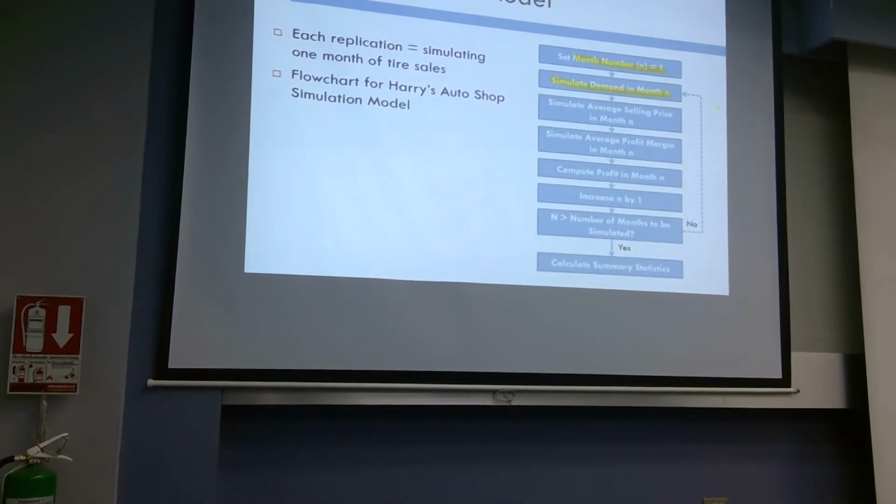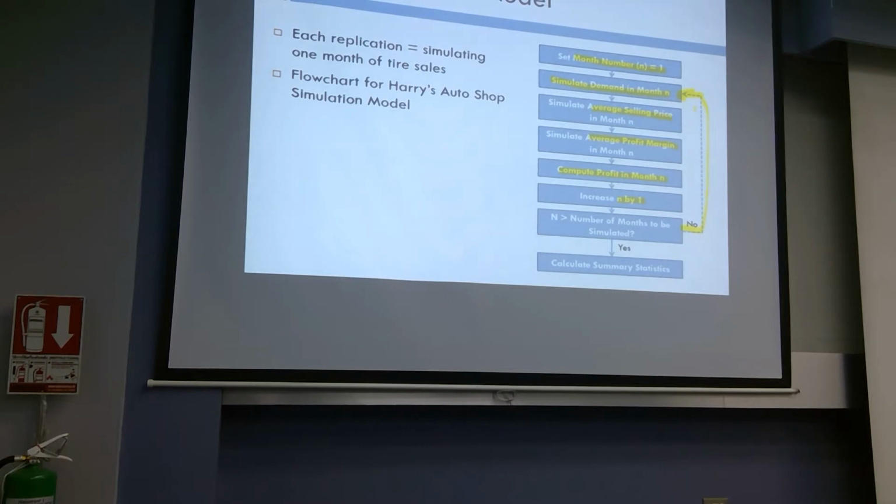Once you know the demand, then you can simulate the average selling price for that month, and simulate the average profit margin. Once we have all the information here, we can calculate the profit for that month. Okay, and then once we're done with the first month, we increase n, the number of months, by 1. If the number of months simulated is still less than the number of months that we want to simulate, then we go back and we do the simulation. So that means repeating the simulation.